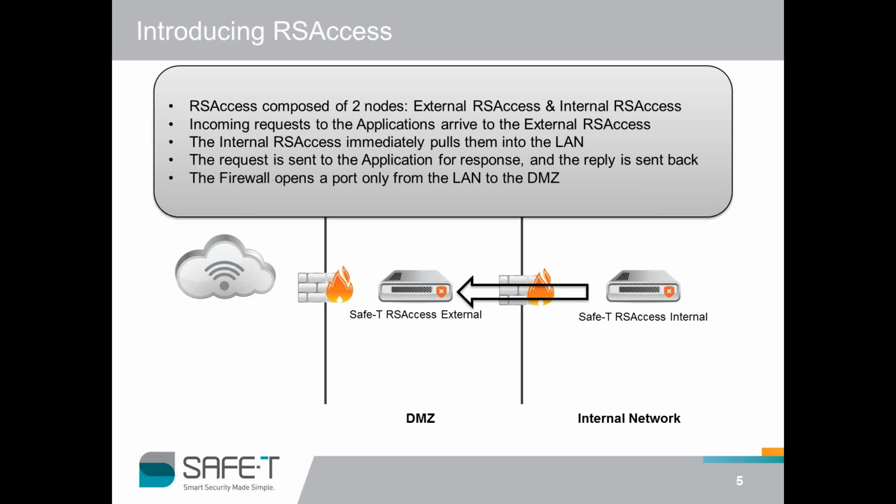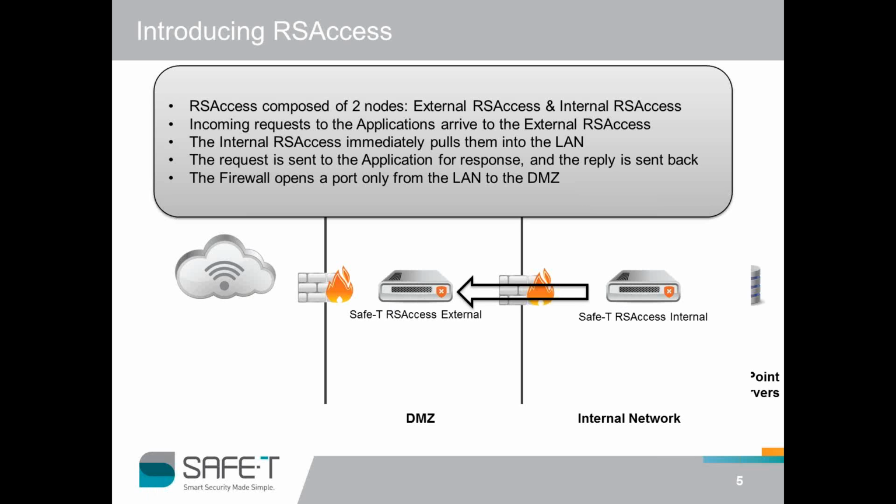The firewall only needs to open ports from the internal network to the external network, so from the internal RSAccess to the external RSAccess. This is the only port that is open in the firewall. So there is no incoming port from the DMZ to the internal network. All the communication between the internal RSAccess and the external RSAccess is done over outgoing firewall ports and no incoming firewall ports.